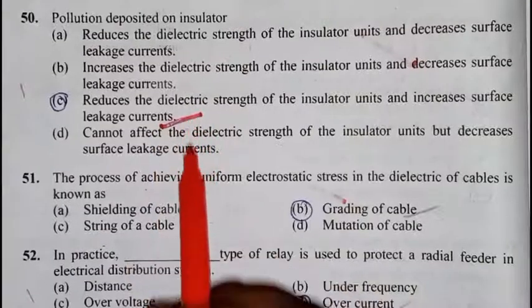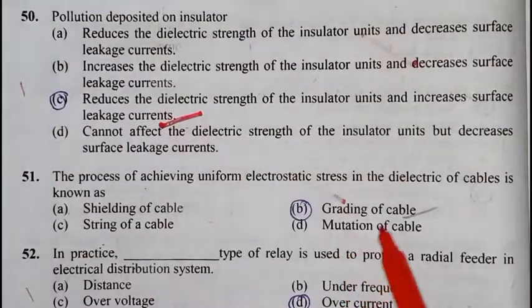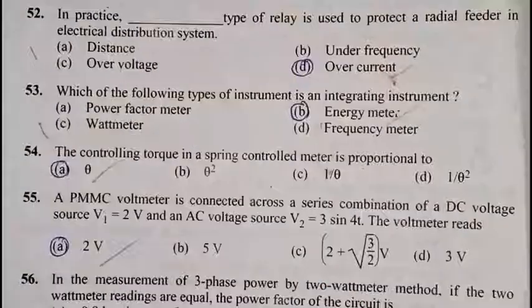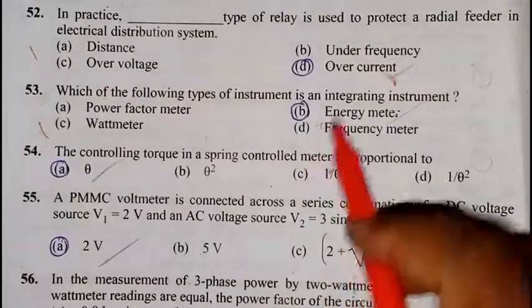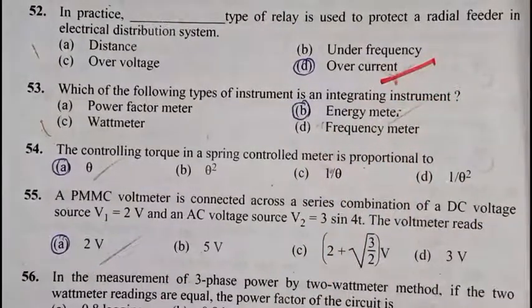Option C. Question number 51. The process of achieving uniform electrostatic stress in the dielectric of cables is known as, answer, grading of cables. Question number 52. In practice, dash type of relay is used to protect a radial feeder in electrical distribution system. Answer option D. Overcurrent relay.